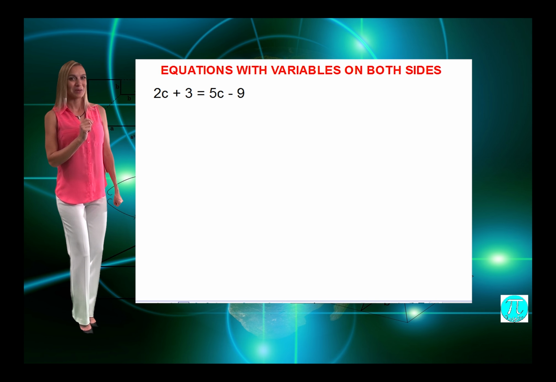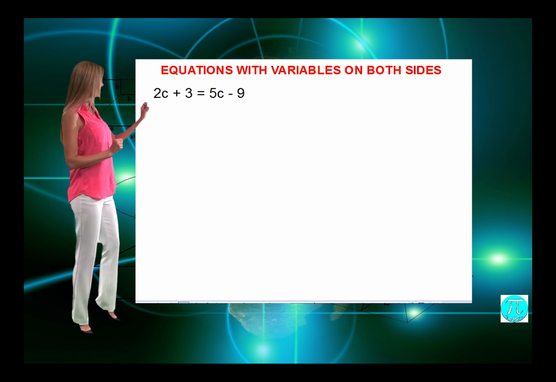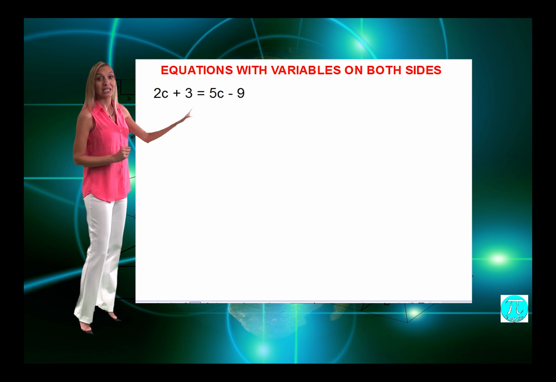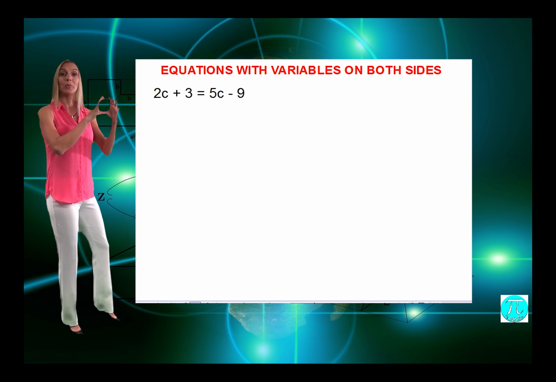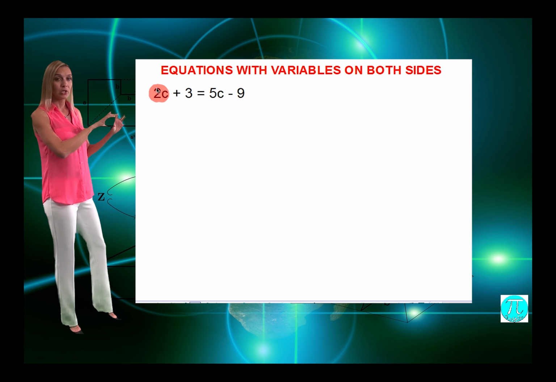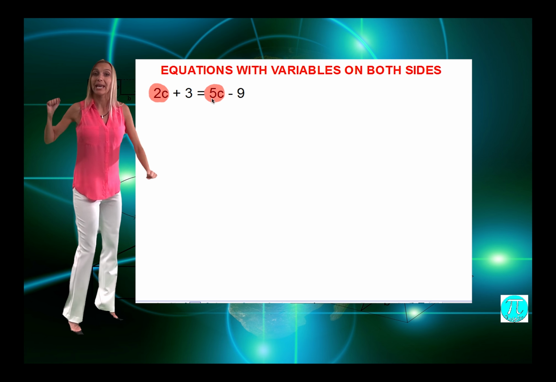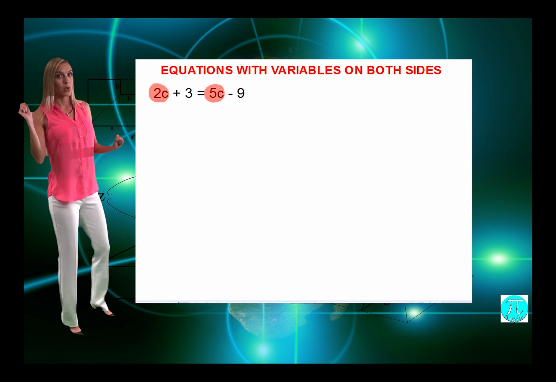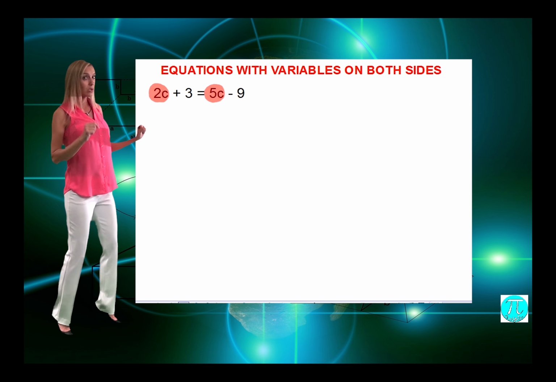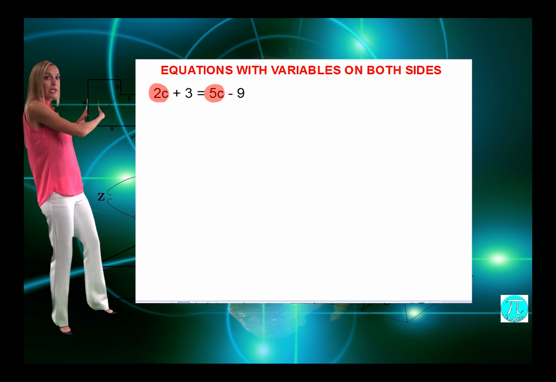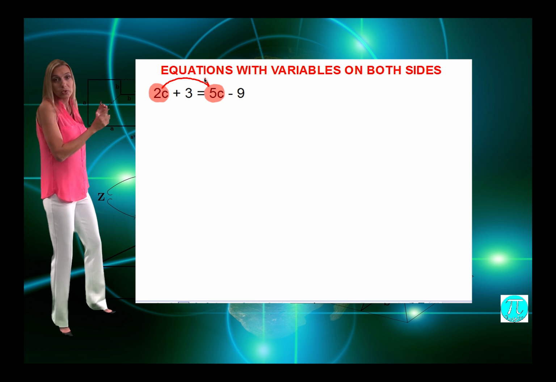Our next example says 2c, or 2 times c, plus 3 equals 5c minus 9. What do we want to do? We want to make sure we combine our variables first. So the 2c wants to be with the 5c. And as we said, the smaller variable gets moved inside the bigger one. The smaller variable is on the left side, right? And it wants to be gone from the left. It wants to become a 0, right? It doesn't want to be there.